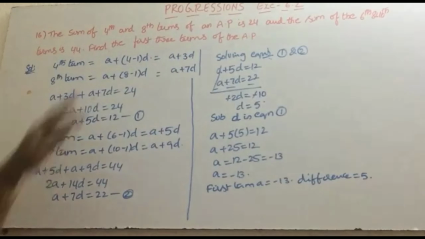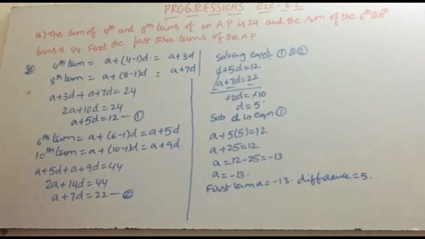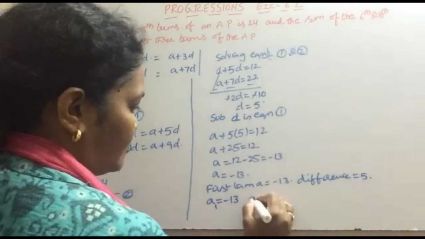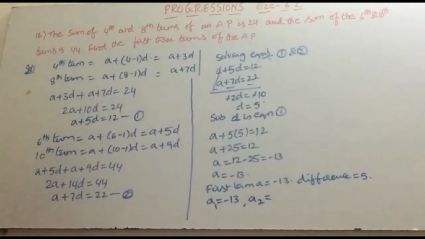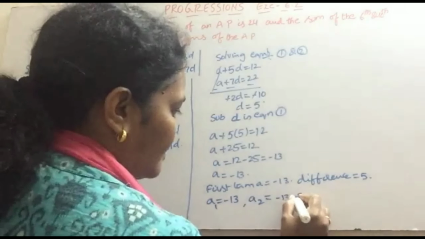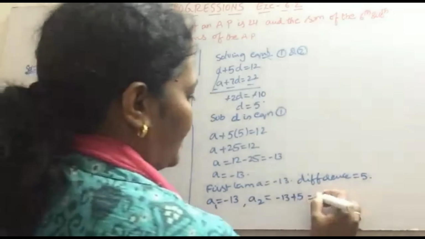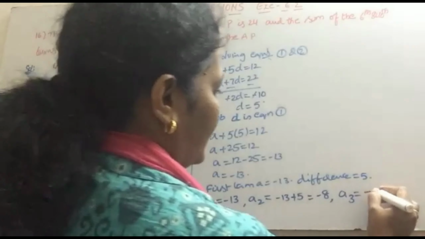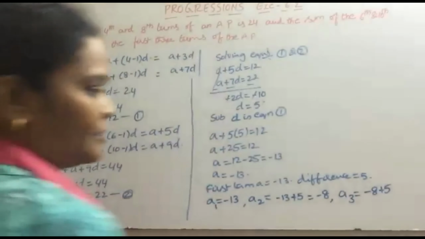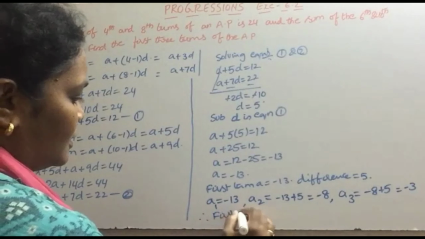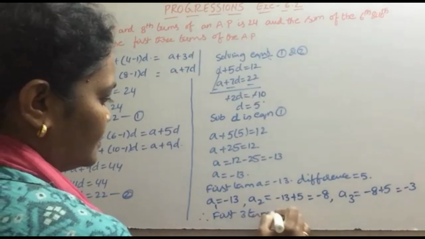Now we will find the first three terms. The first term is minus 13 and the second term a2 is equal to minus 13 plus 5, that is minus 8. And a3 is equal to minus 8 plus 5, that is minus 3. Therefore the first three terms are minus 13, minus 8, minus 3.